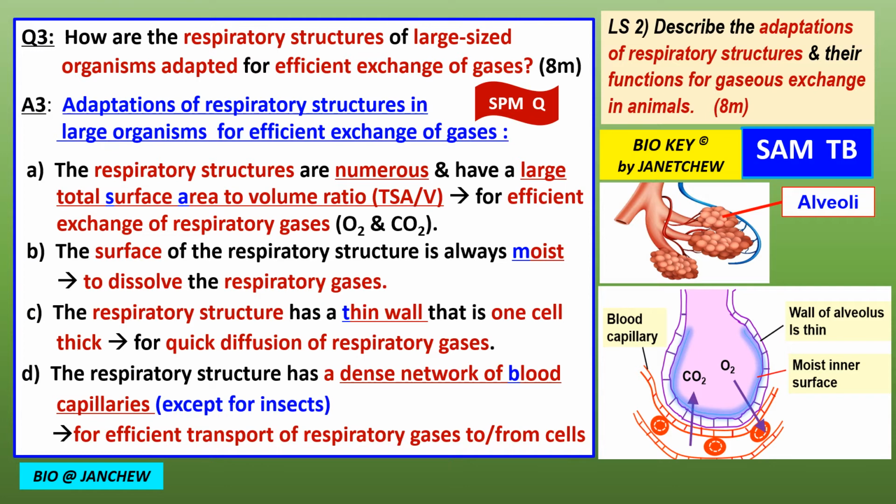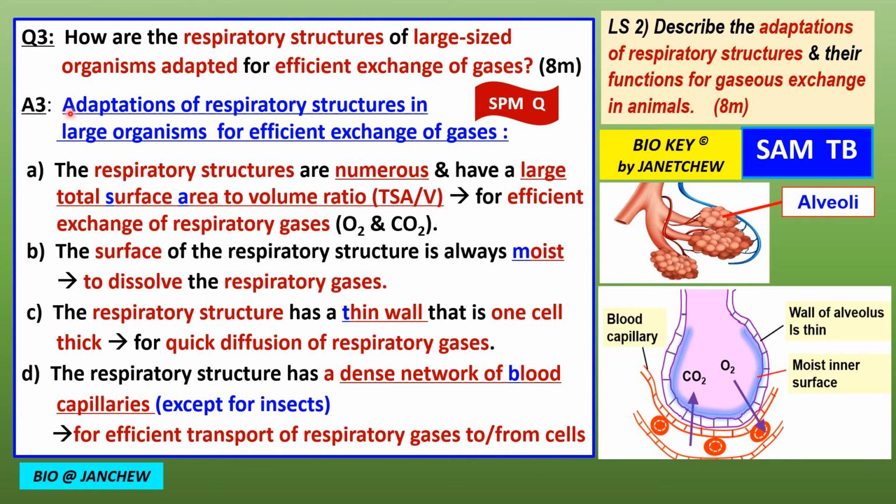Here's an important learning standard and question for SPM. Learning Standard 2. Describe the adaptations of the respiratory structures and their functions for gaseous exchange in animals. 8 marks. Or, put in another way for essay questions, how are the respiratory structures of large-sized organisms adapted for efficient exchange of gases? 8 marks. This is an important SPM question that comes out quite often in the exam. So we must remember and be able to understand and also explain it.